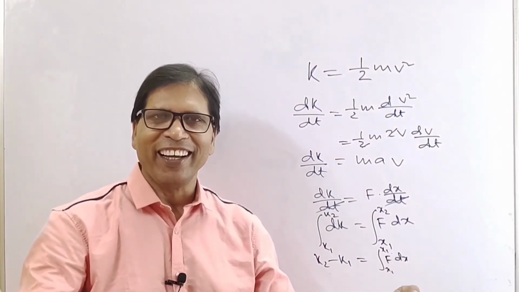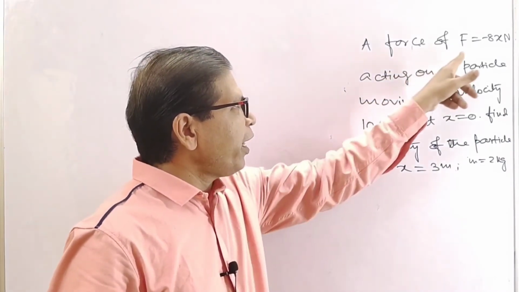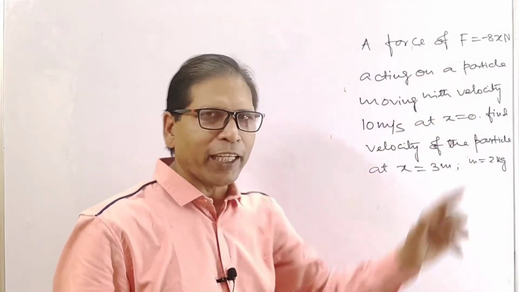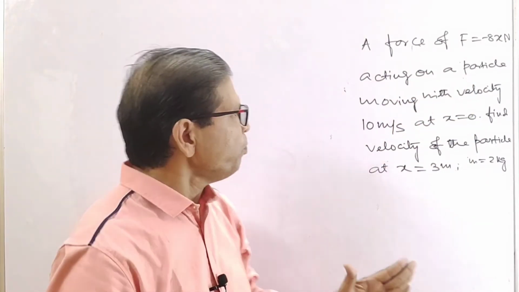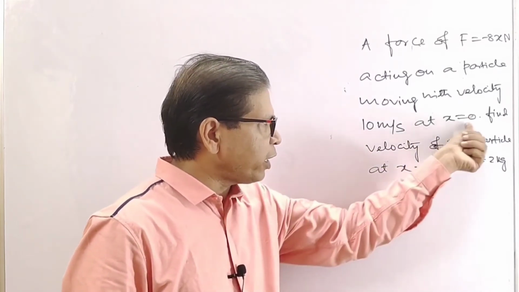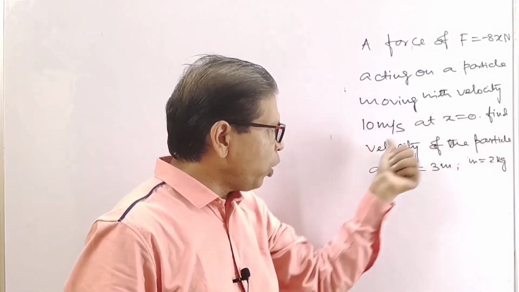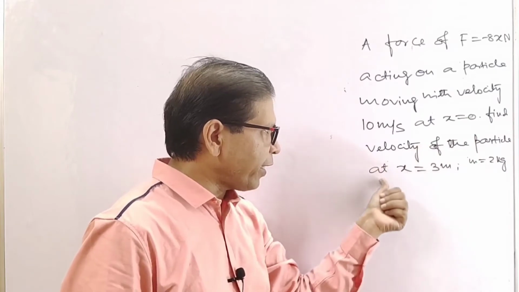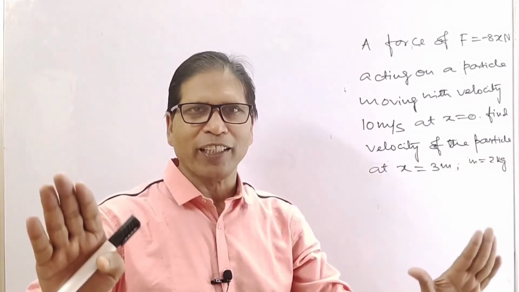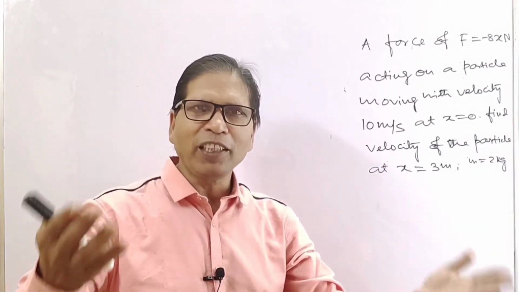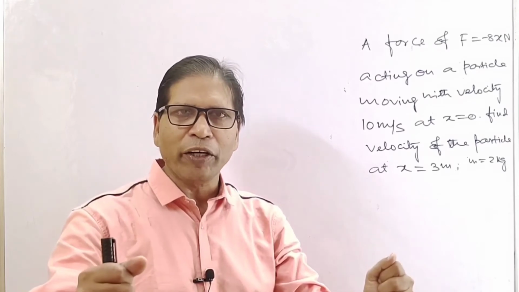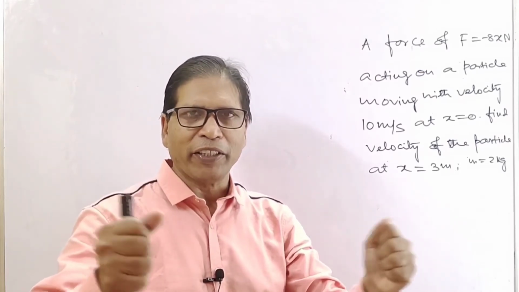Now a numerical. A force F equal to minus 8x Newton acts on a particle of mass 2 kg, moving with a velocity of 10 meter per second at x equals 0. Find the velocity of the particle at x equals 3 meter. Mass of the particle is equal to 2 kg. Now to solve this numerical, we have to apply the work energy theorem for variable forces.